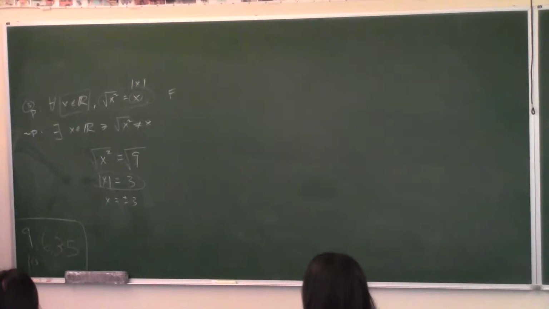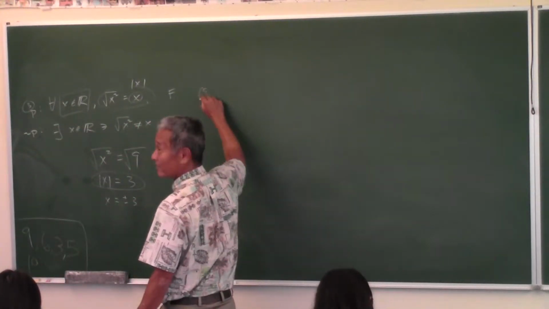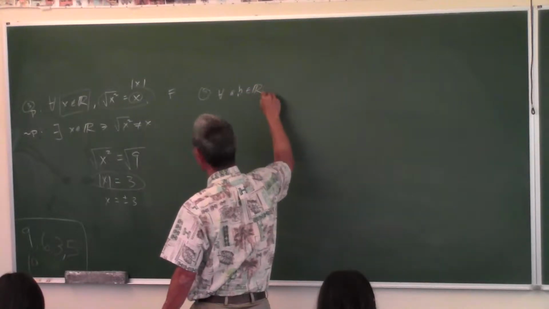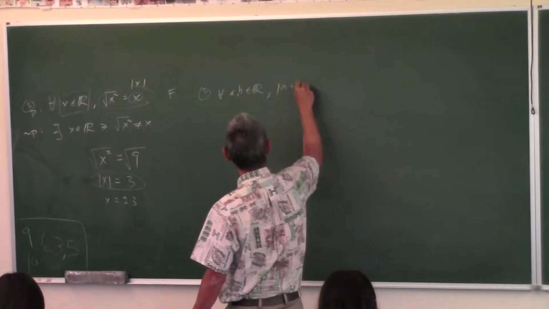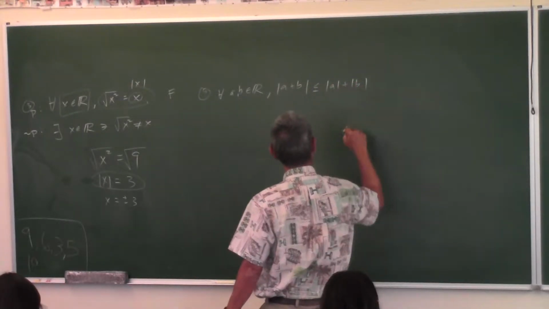And then number 6. No, number 5 now. Where's that 35? I forgot the comma. That's a strike right there. Number 5. Okay, so here's 5. For all real numbers a and b, the absolute value of a plus b is less than or equal to the absolute value of a plus the absolute value of b.